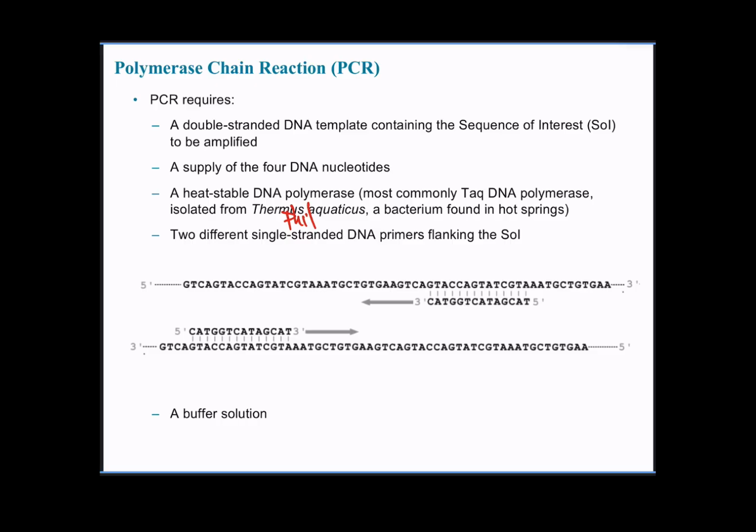Now, if you have a sequence that is 20 nucleotides long, the chance that that primer will find its complementary sequence randomly in DNA decreases drastically, okay? So the length of primers is typically somewhere between 15 and 25 nucleotides. And then, of course, a buffer solution with the salts and buffering molecules, pH, and so forth.